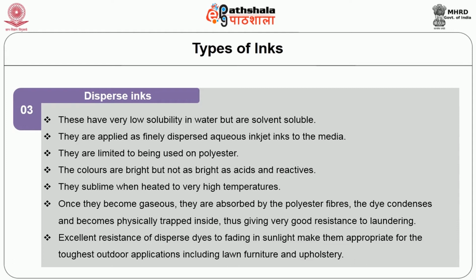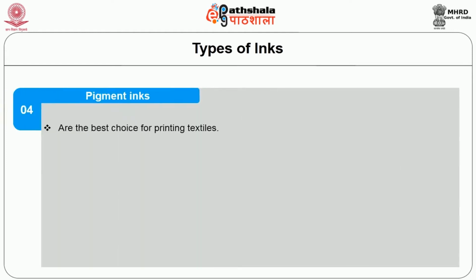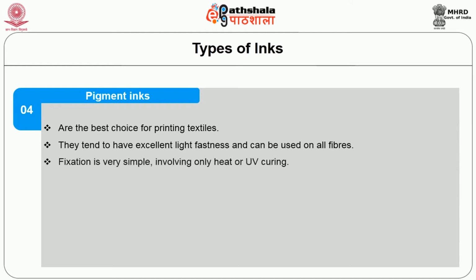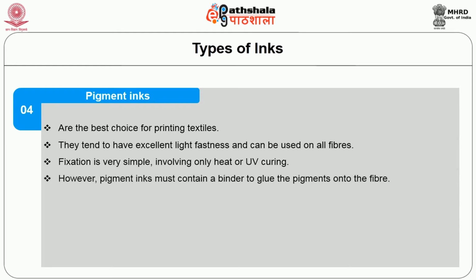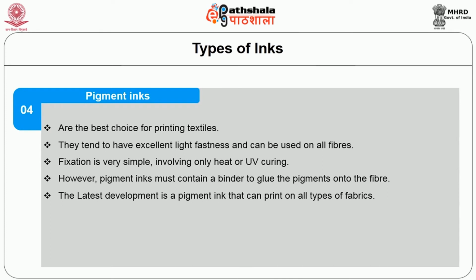and upholstery. Pigment inks are the best choice for printing textiles. They tend to have excellent light fastness and can be used on all fibers. Fixation is very simple, involving only heat or UV curing. However, pigment inks must contain a binder to glue the pigments onto the fiber. The latest development is a pigment ink that can print on all types of fabric.